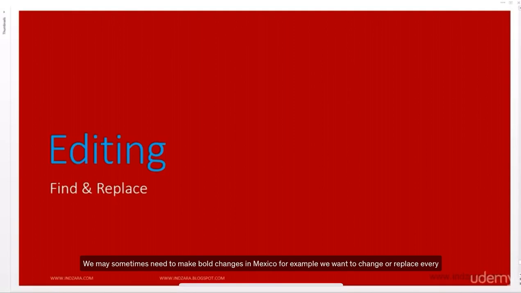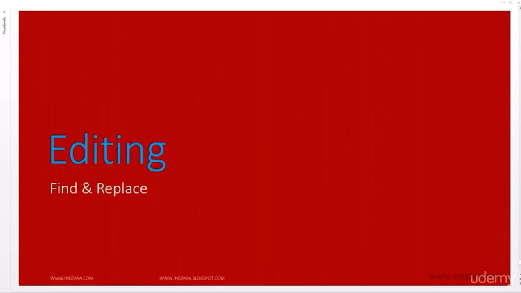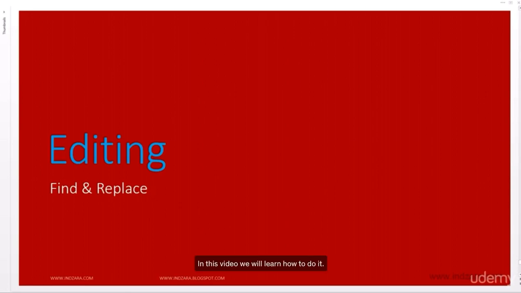We may sometimes need to make bulk changes in Excel. For example, we want to change or replace every cell where the word ebook appears, and we may want to replace it with digital book. So these kinds of changes come across quite regularly when you're working in Excel, and Excel provides very easy ways to actually execute such operations. In this video, we will learn how to do it.